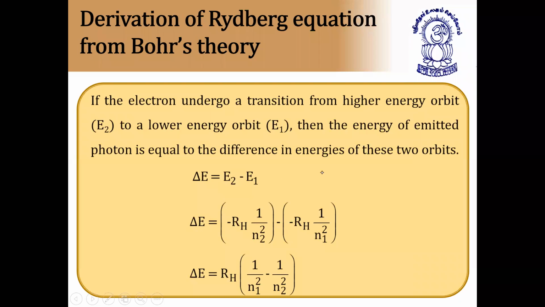Derivation of Rydberg's equation from Bohr's model. If the electron undergoes a transition from a high energy orbit to a low energy orbit, then the energy of the emitted photon is equal to the difference in energies of these two orbits. So delta E is equal to E2 minus E1. E1 is equal to RH by 1 by n2 square, minus RH into 1 by n1 square. And by this you can write delta E is equal to RH into 1 by n1 square minus 1 by n2 square. That is the change in energy without Z.